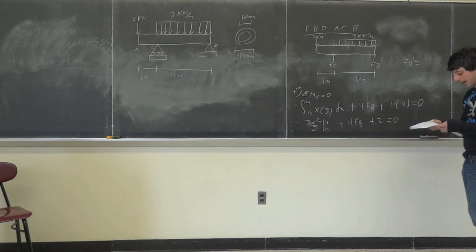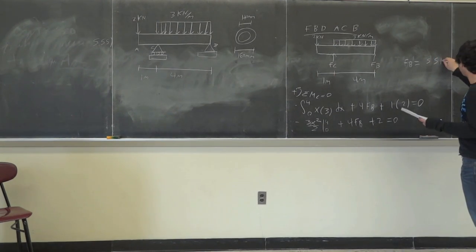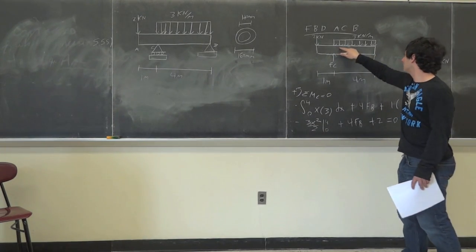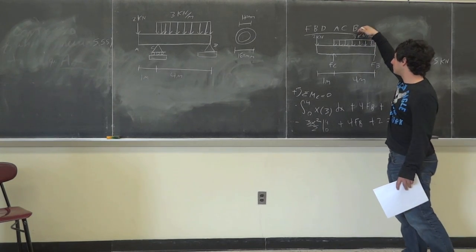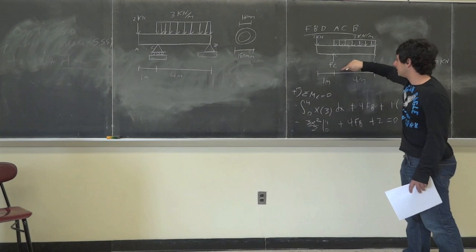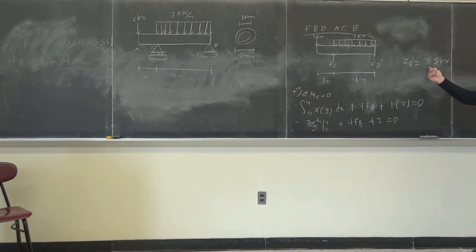Alright, so FB is equal to 5.5 kilonewtons. And you could check this if you want. You could multiply this 3 kilonewtons per meter times 4, and then the point load is right in the middle, so it's 2 meters in from FC, right? And you could sum the moments, you'll get FB is still 5.5 kilonewtons, okay, which we would expect.